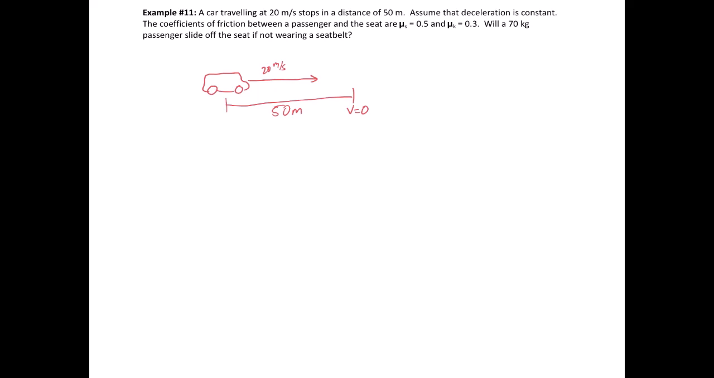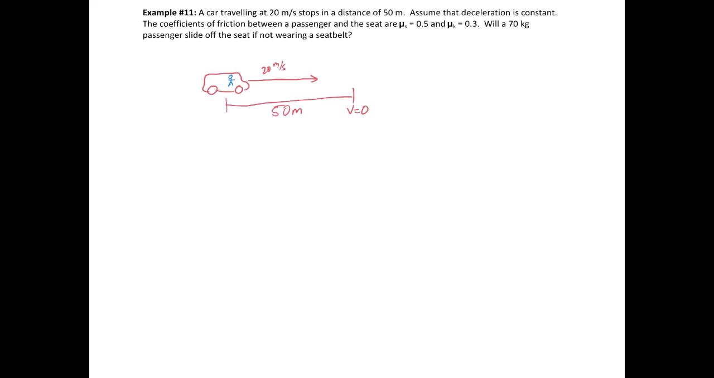Well, because the car is stopping, the person in the car wants to follow Newton's first law, which is that they're going to continue moving. The person in the car was moving. The car starts stopping. Everything connected to the car stops moving, but anything not connected is going to try to keep doing whatever it was doing before, which is moving along at 20 meters a second. So the person's going to try to slide along.